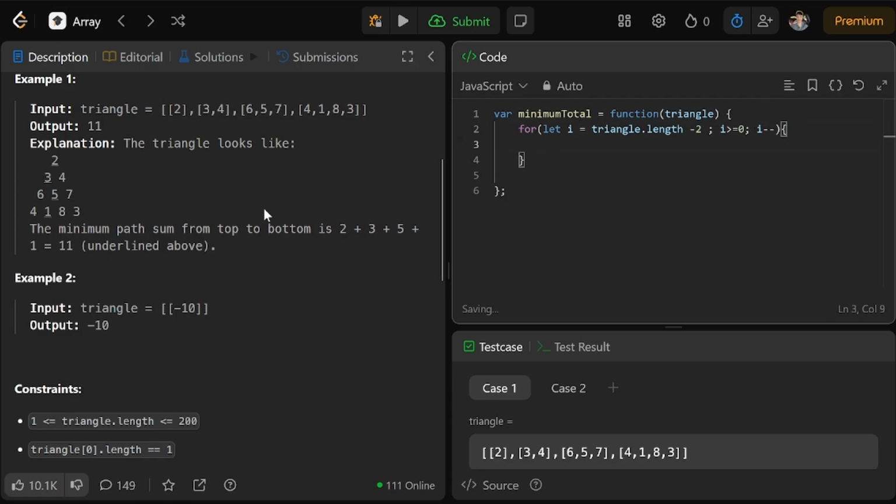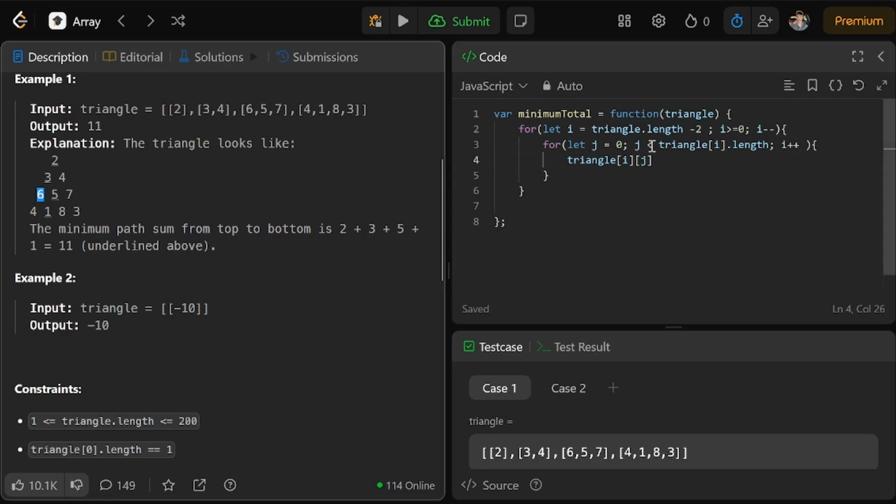Now we want to take into account the elements below that row. So for let j equal 0, j is less than triangle i dot length. Triangle i dot length is the second to last row. And the current element we want to consider is at triangle i j, so that'll be this element. And we want to add the smaller of these two elements.